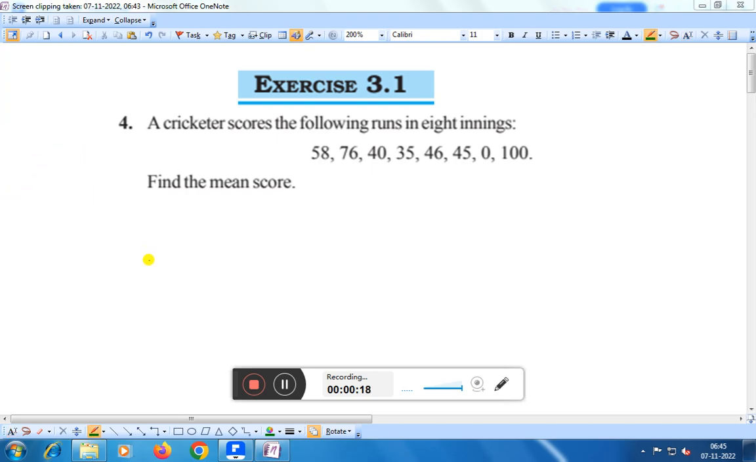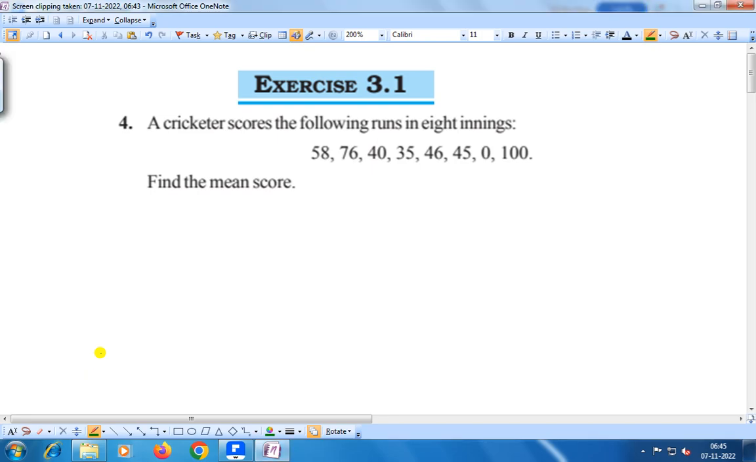Here, the number of innings is equal to 8 innings, right?